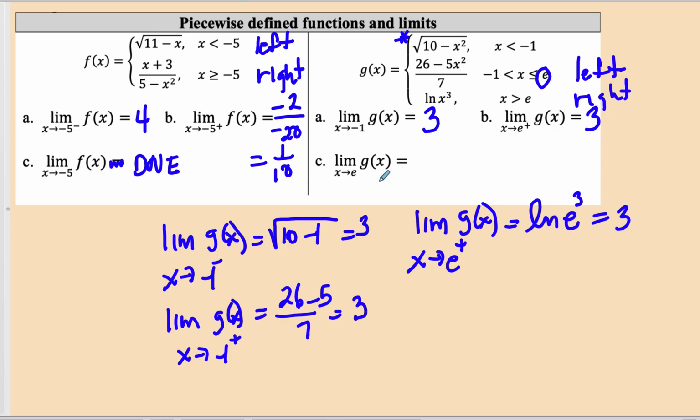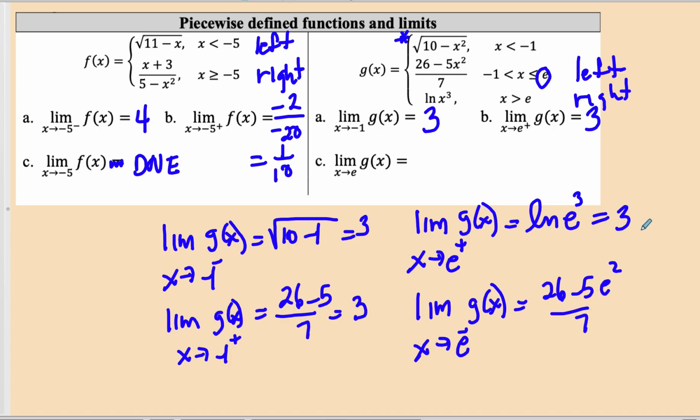Now let's go ahead and evaluate to see if we have a limit at e, which means you have to take a look at the other side of e. And that means I have to use this rule, which is 26 minus 5e squared over 7. Clearly these two are not the same limits, so this one does not exist.